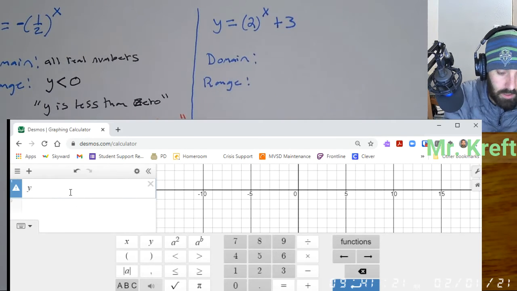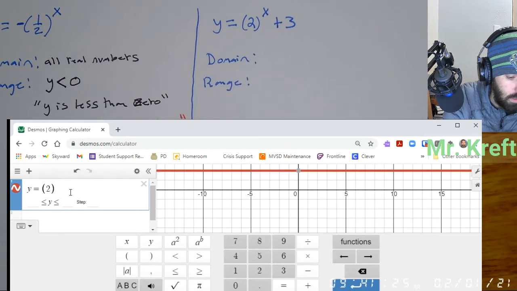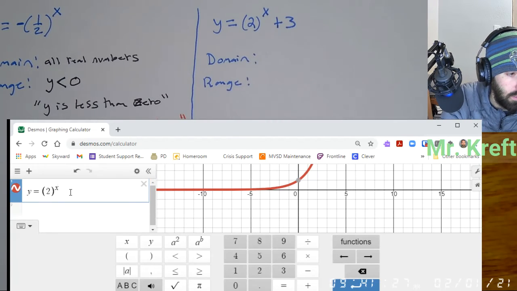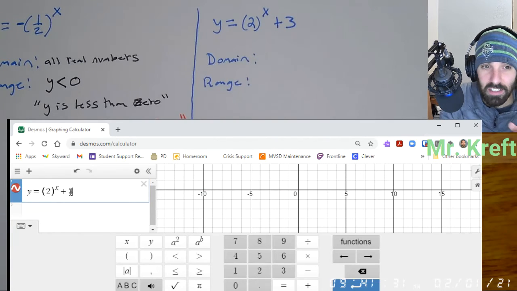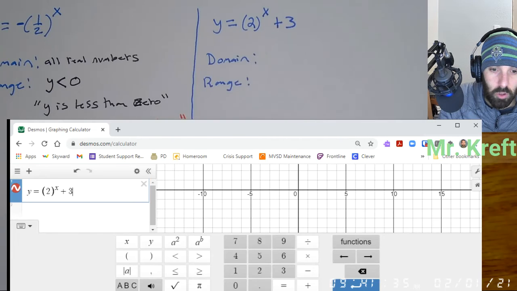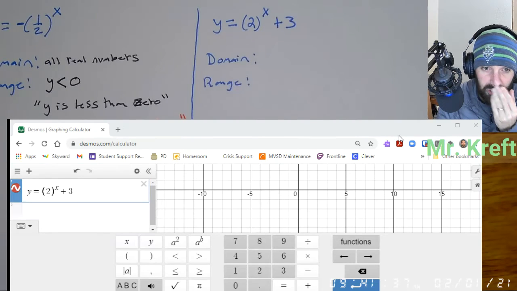Okay, so we're going to type this in. So y equals, and then we have 2 to the x, and then plus 3. We've got to make sure that plus 3 isn't up above. So let's take a look here. So the domain is all real numbers.